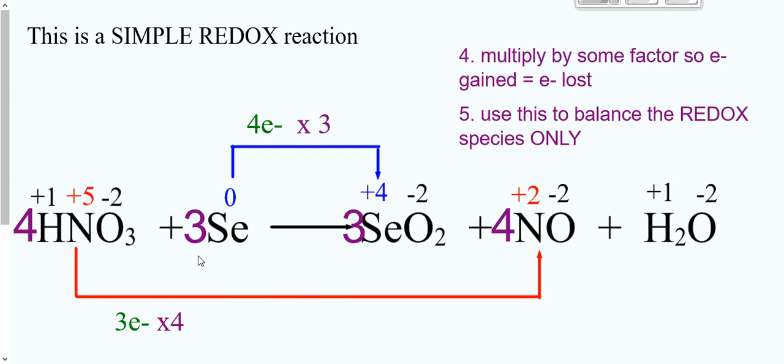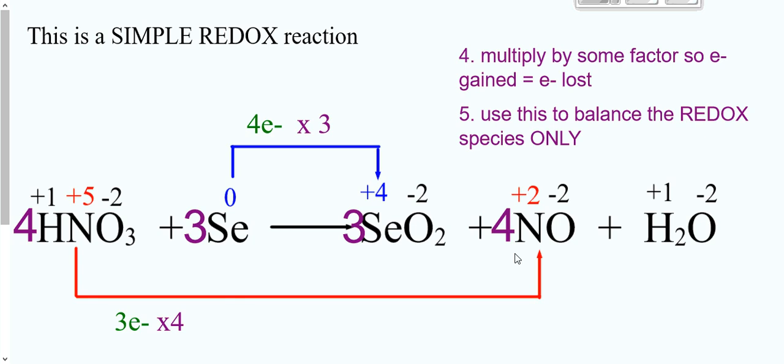I'm going to put a 3 in front of this selenium to get 3 seleniums here, and a 3 after the arrow to keep it balanced. And yes, I know that changes the oxygens amount, but don't worry about it yet. We're only worried about the redox species right now. To get 4 nitrogens here, I put the big coefficient 4 in front of this species. Even though I know it's changing hydrogen and oxygen, don't worry about that now. Just make sure the nitrogens are balanced. I now put a 4 here to make sure the nitrogens are balanced after the reaction.